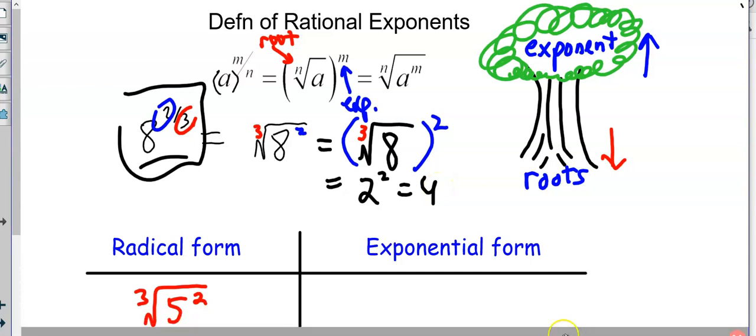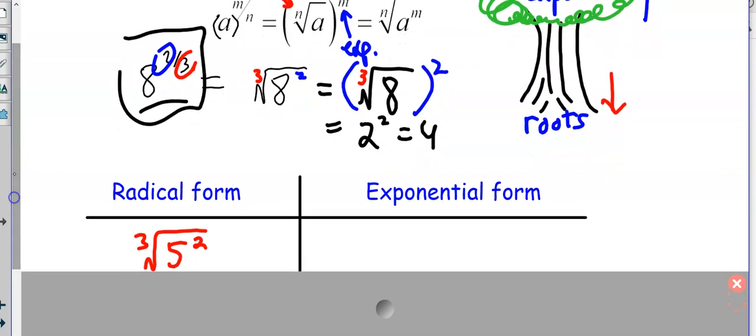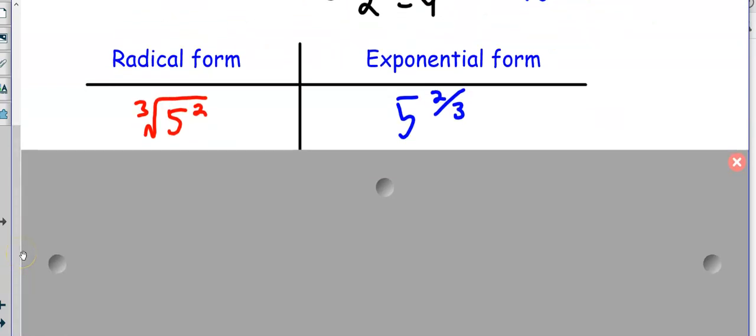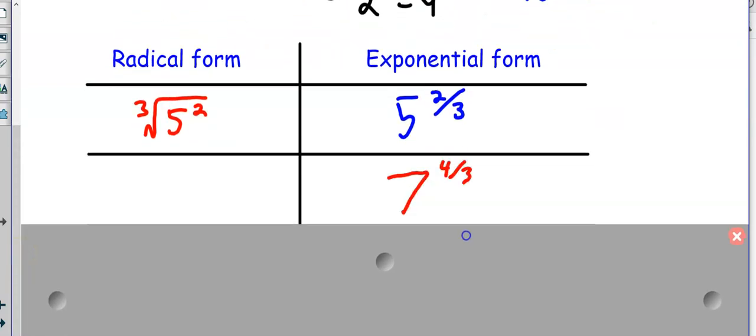So let's try one here. What does that look like? Can you put this from radical form into exponential form? To do that, 5 is like your a there, so 5 to the what power? And then you're debating, is it 2 over 3 or 3 over 2? Remember, the roots are always down low. The root is that index right there, so 3 is the root. Exponents are always up high, so 2 is the exponent. So 5 to the 2/3 is the same thing as the cube root of 5 squared.